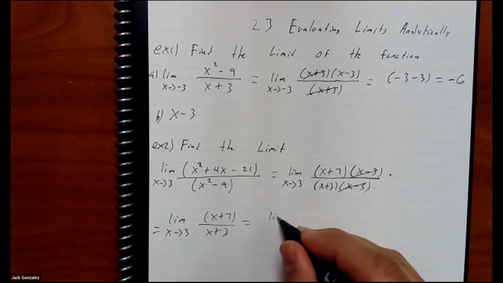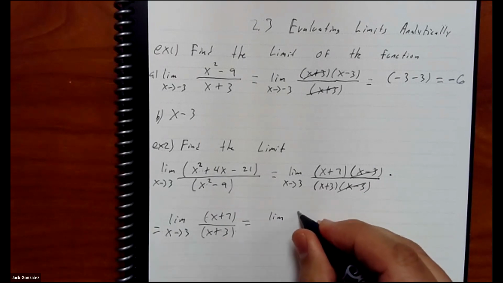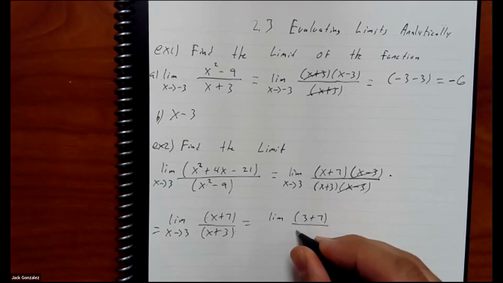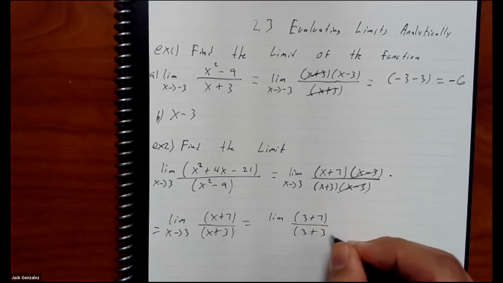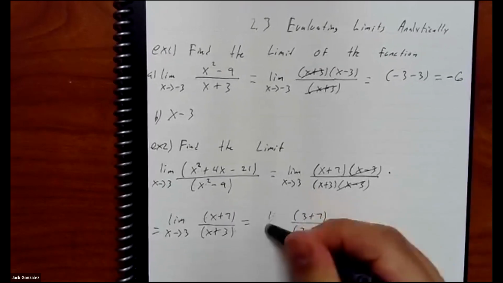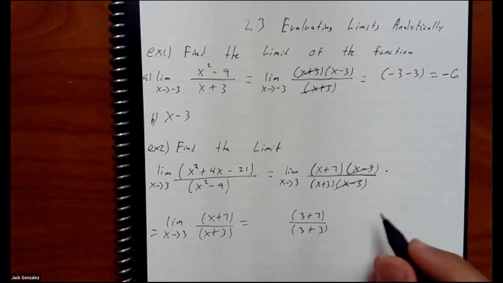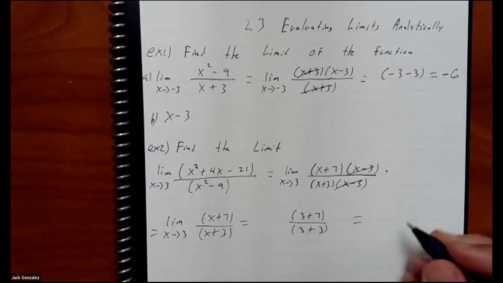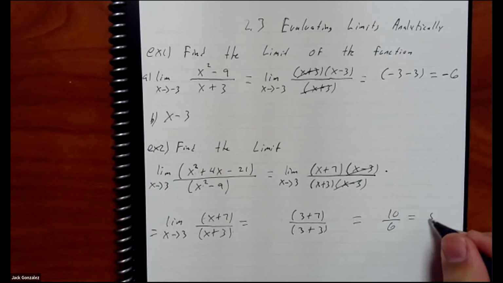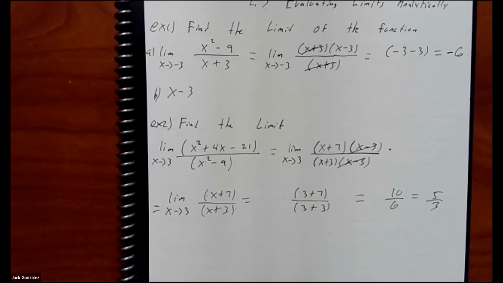So take the limit. That would be 3 plus 7 over 3 plus 3. So once I do it, I shouldn't be writing the word limit. It's going to be 10 over 6, which reduces to 5/3.